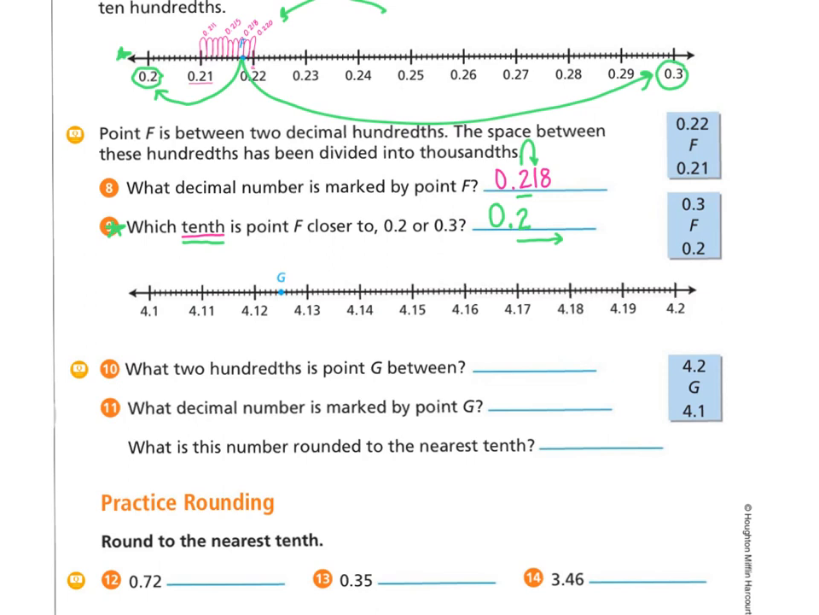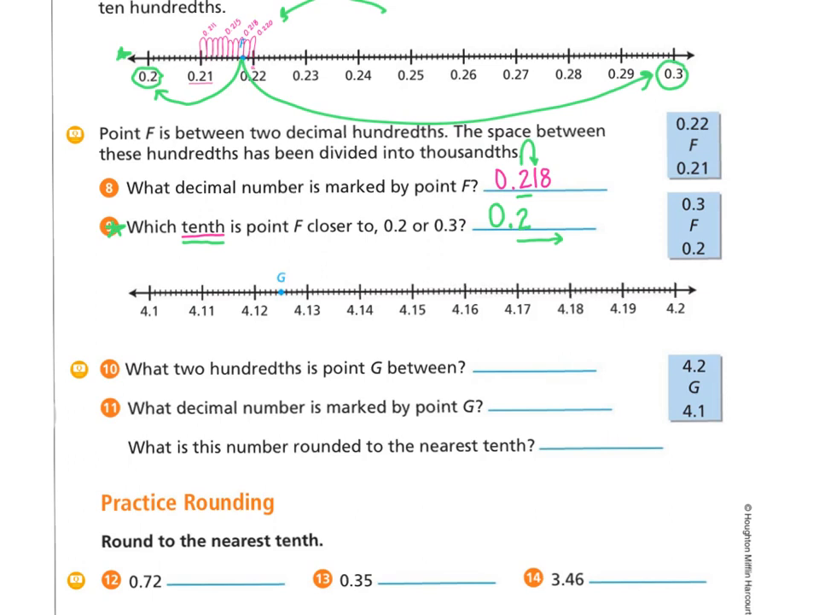Number 10 says, what 2 hundredths is point G between? Make sure you're looking at the hundredths markers. Number 11 says, what decimal number is marked by point G? See if you can count by thousandths like I did on the first number line. Finally, it says, what is the number rounded to the nearest tenth? Pause this video and give 10 and 11 a try. Then press play to see how you did.